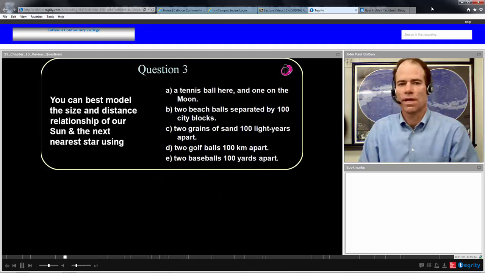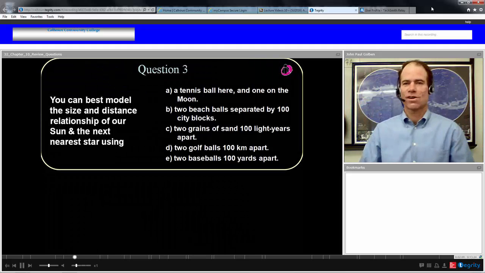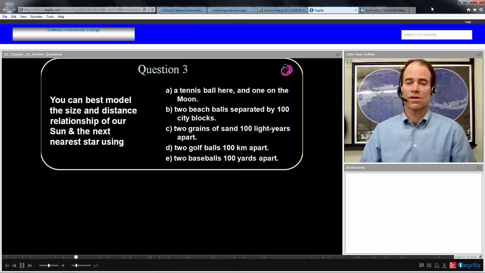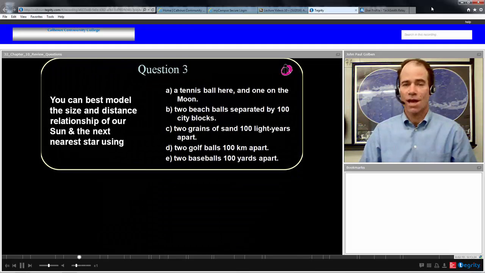Question 3. You can best model the size and distance relationship of our sun and the next nearest star, which would be Proxima Centauri, using... the one I like to use is to say that if the Earth and the sun were a meter apart, then the next nearest star, Proxima Centauri, would be down in Montgomery, which would be 270,000 meters away, or 270 kilometers away.